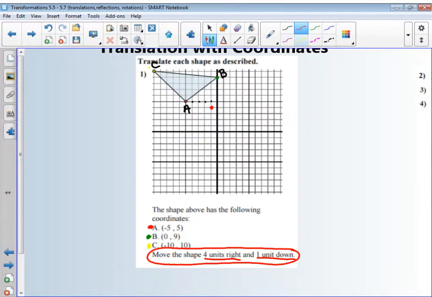Some of you might say, well, I'm more comfortable with counting it out now from that red dot. To get to my B, I would have to go over 1, 2, 3, 4, 5, and then up 1, 2, 3, 4. And I could do that. So over 5, 1, 2, 3, 4, 5, and up 4, 1, 2, 3, 4. This is my new B right here.